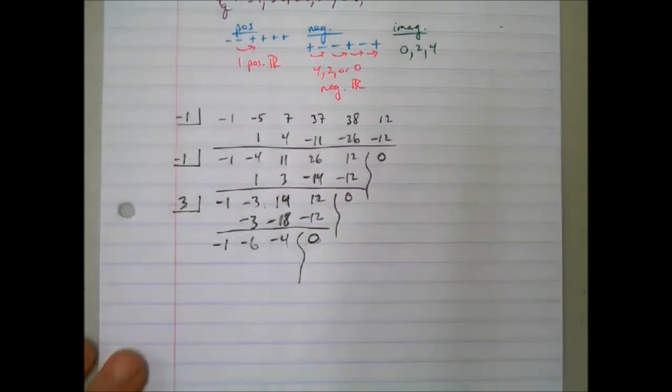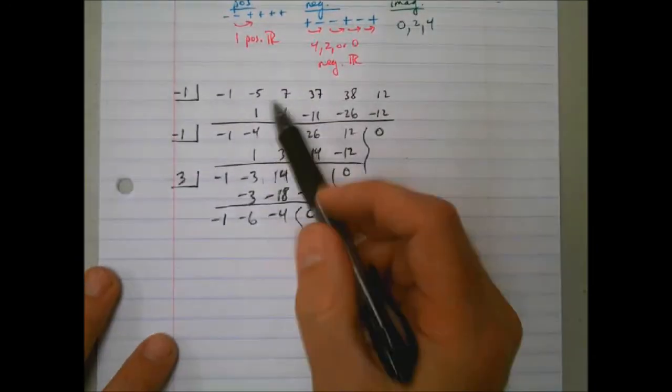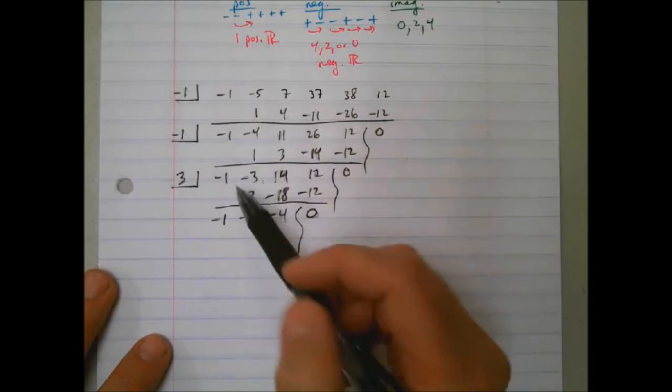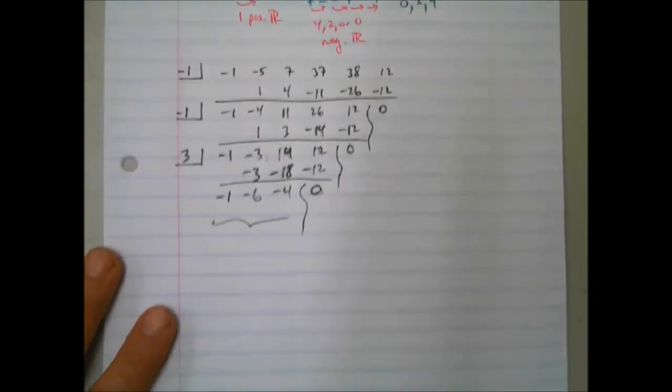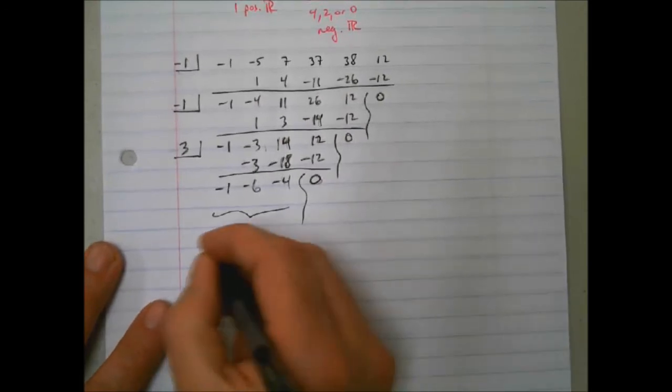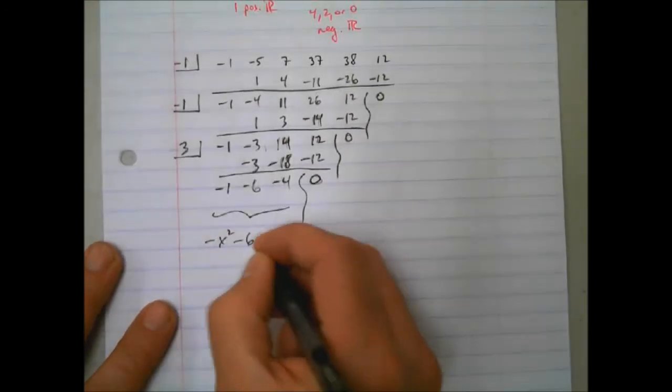Okay, now I've gone from 5th degree to 4th degree to 3rd degree to 2nd degree. Whatever's left, we need to be able to deal with it. So -x² minus 6x minus 4. Well, first off, I notice there's a GCF of -1.